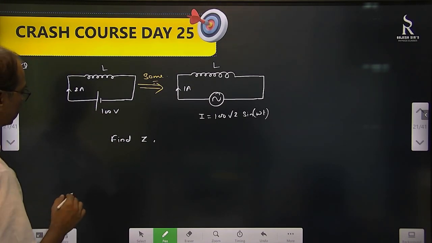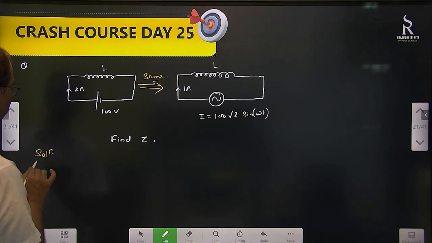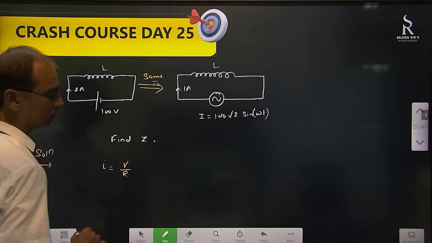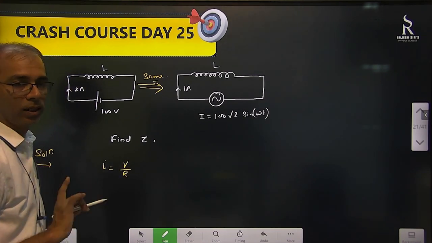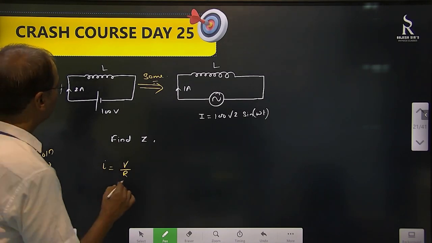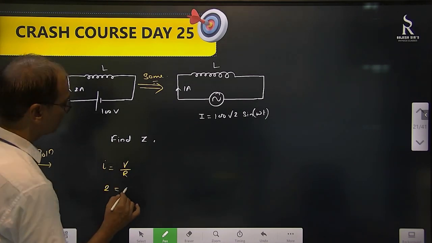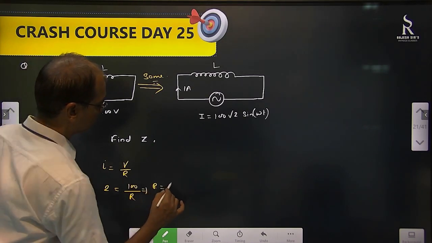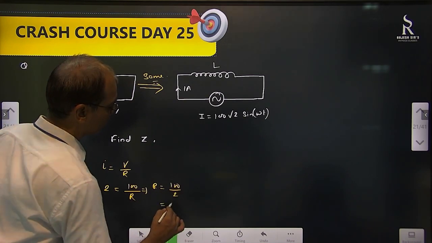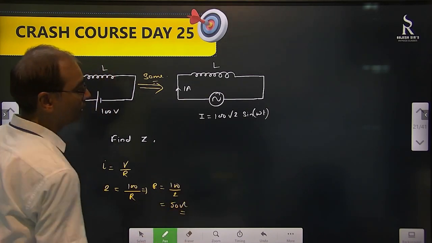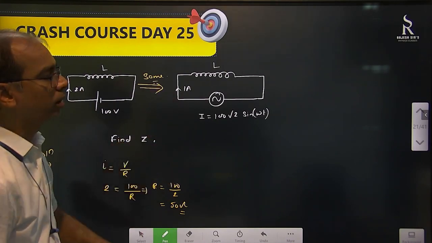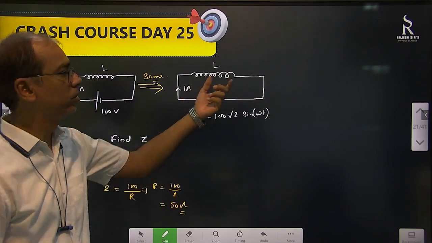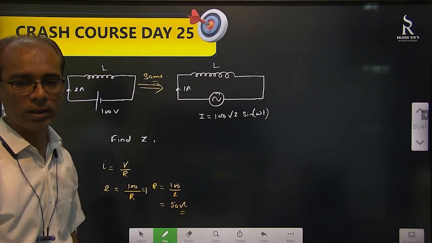So in the first case, we start its solution. We'll say this I is basically V by R. In DC, Z is not there, R only. So I is 2 ampere given, V is 100 volt, by R. So the resistance of this inductor we get from here, and how much is that? 50 ohm. This is the resistance of the inductor. Now let's go here. You can make it this way also, and if you want you can put a resistor of 50 ohm there, because both are going to be used in AC.